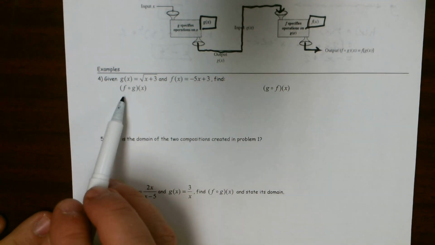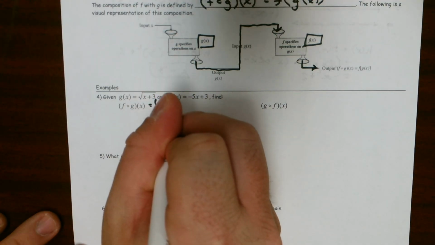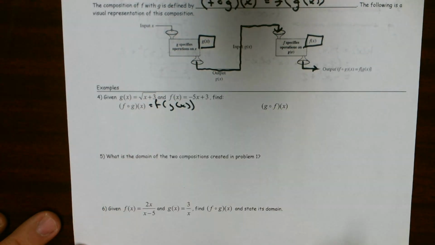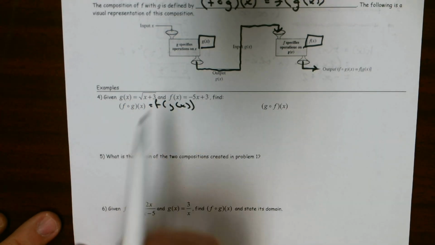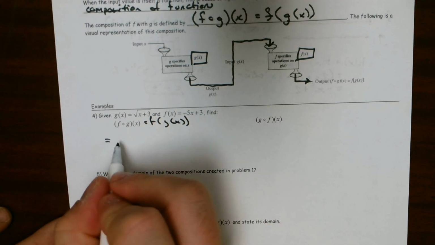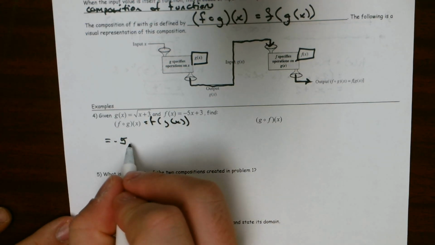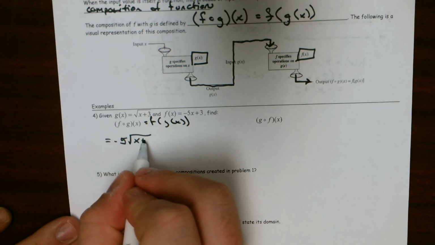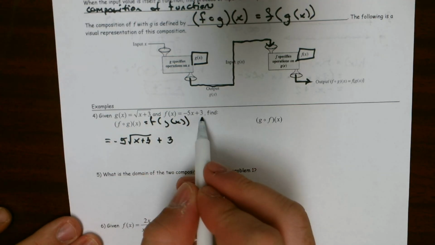Okay, so we're being asked to find f of g of x. Remember that's f of g of x. You're taking g and plugging it into f, and there's our g and f functions. So we're taking g, this whole thing, and plugging it into f wherever we see an x. So that's going to be negative 5 times, we have an x there, so we're going to plug all of g in there. Square root of x plus 3, and then we have another plus 3 on the end from this plus 3 over here.